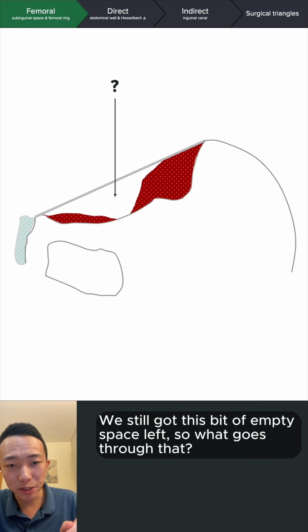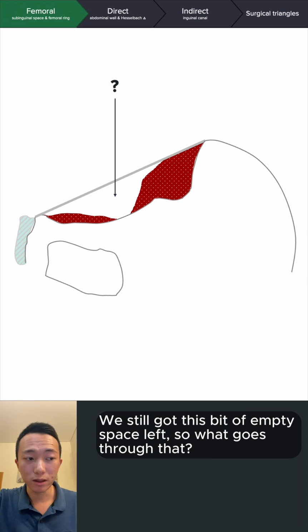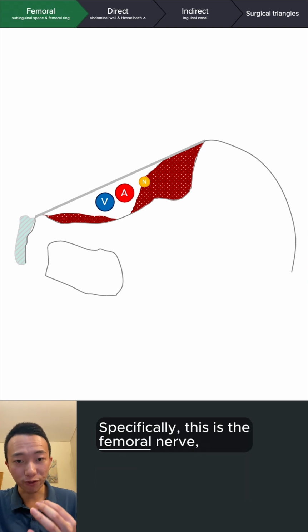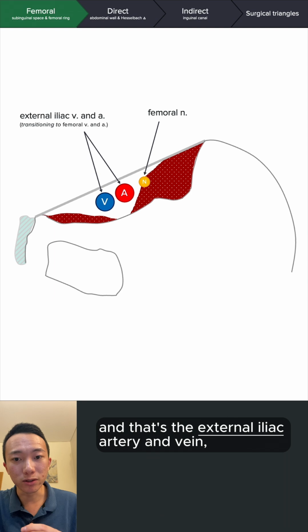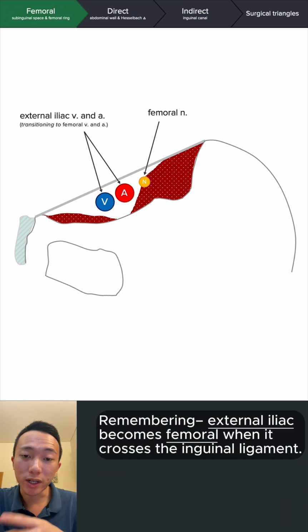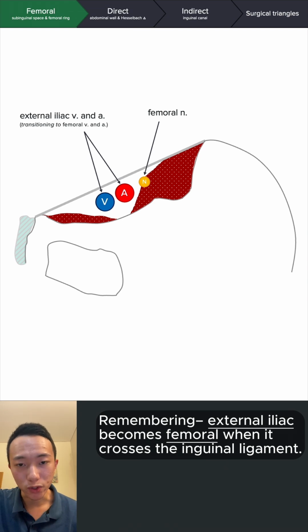We still got this bit of empty space left, so what goes through that? The answer is a vein, artery, and nerve, in that order from medial to lateral. Specifically, this is the femoral nerve, and that's the external iliac artery and vein, as it becomes the femoral artery and vein. Remembering, external iliac becomes femoral when it crosses the inguinal ligament.